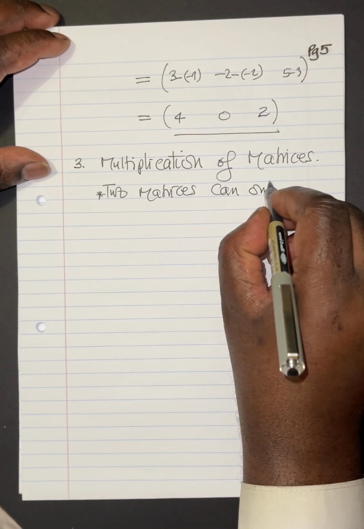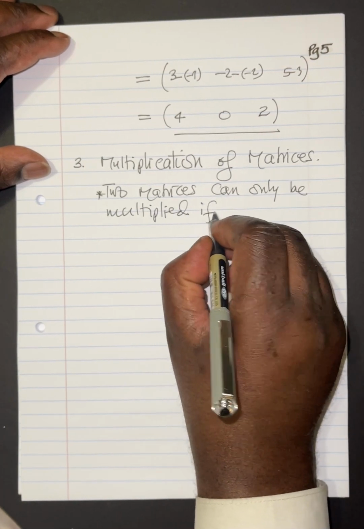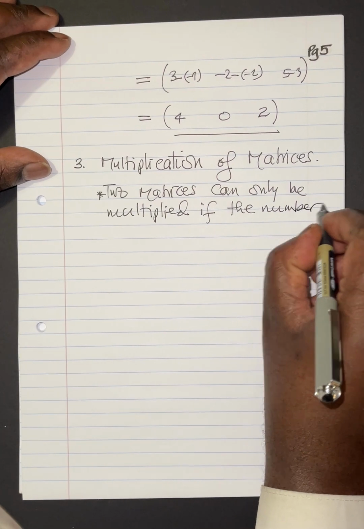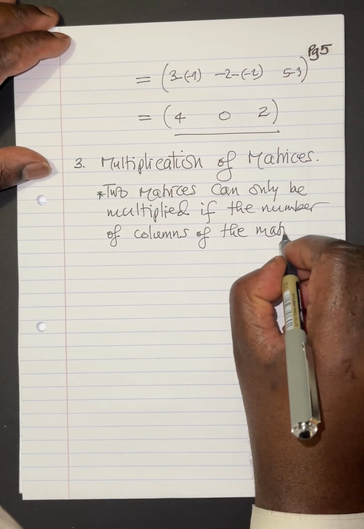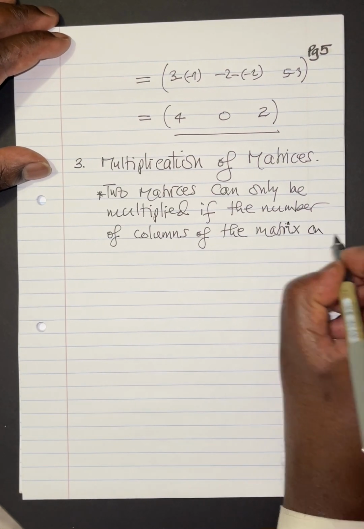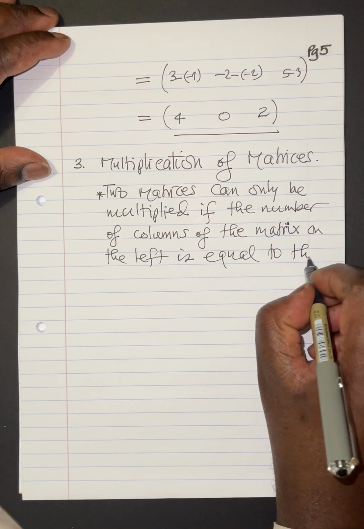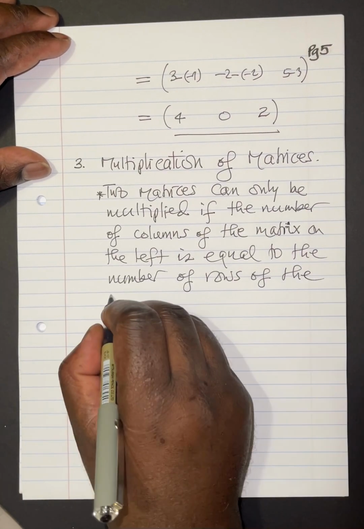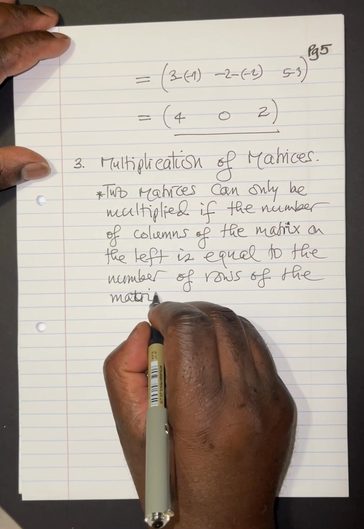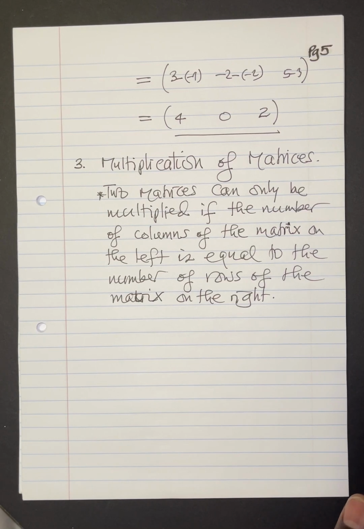can only be multiplied if the number of columns of the matrix on the left is equal to the number of rows of the matrix on the right. So basically, I'm saying two matrices can only be multiplied if the number of columns of the first matrix, or matrix on the left, is equal to the number of rows of the matrix on the right.